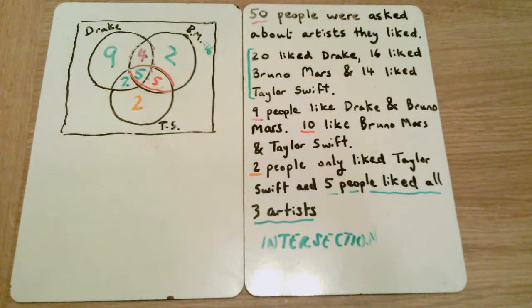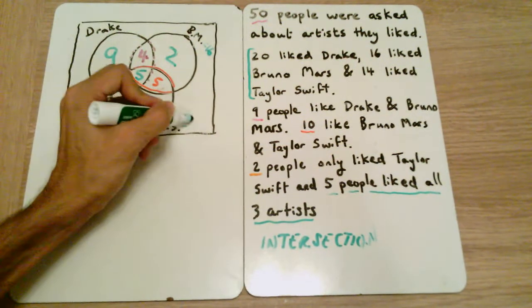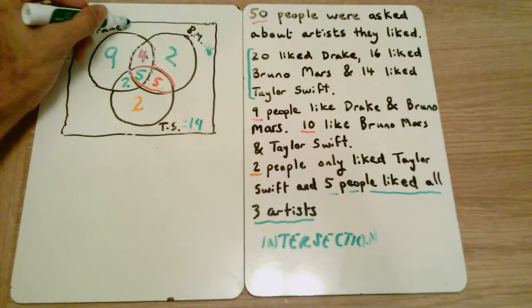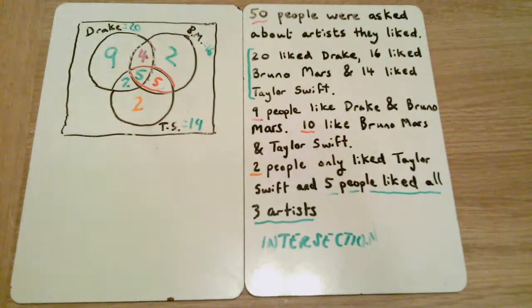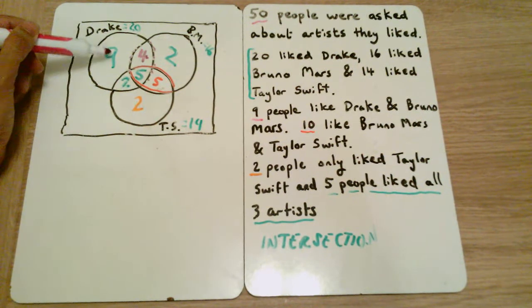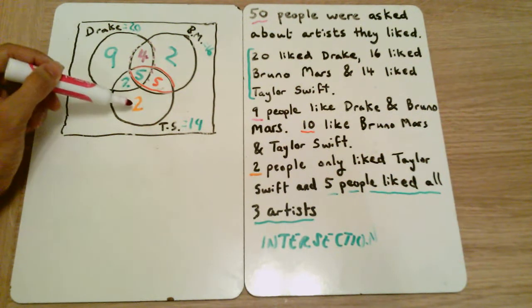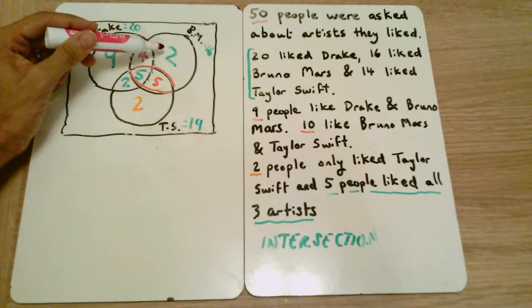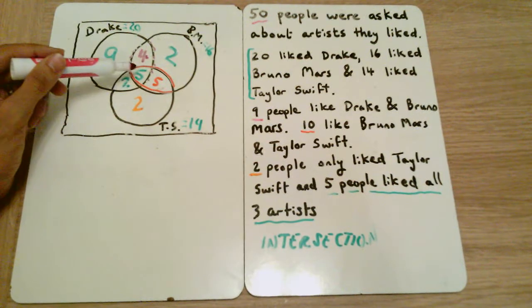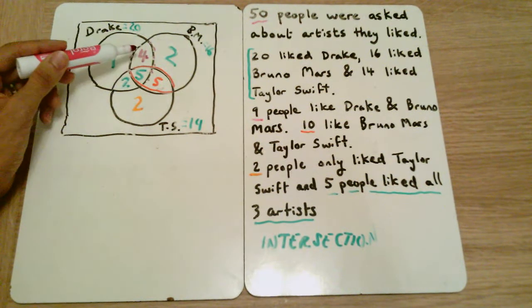Now, once again, the last piece of information which we haven't used yet, we've used the fact that this was equal to 14. We've used the fact that this was equal to 20. We haven't used the fact there are 50 people in total. So when we look at this, we can see all the numbers inside here: 9 plus 2 is 11, plus 2 again is 13, plus 2 again is 15, 20, 25, 29.